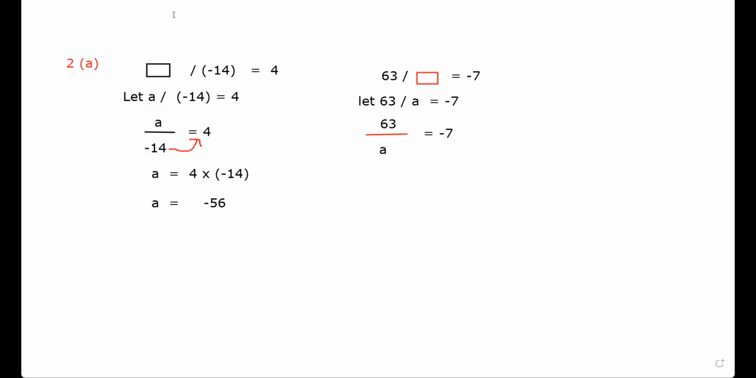Okay. So we basically need to shift this thing. We need to shift A and -7. So the equation will become like this: 63 upon -7 is equals to A. You can see that we have to shift this value.